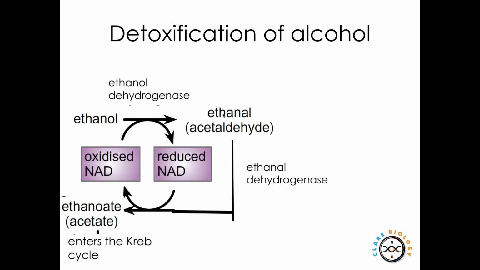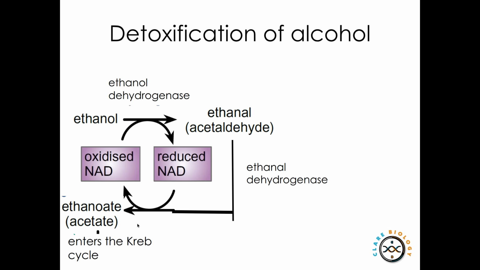This results in ethanal. Ethanal is then converted into acetate using the enzyme ethanal dehydrogenase. And it does this by gaining the hydrogen ion off my reduced NAD to form acetate. Because my reduced NAD has then lost a hydrogen ion, it reforms NAD. So the good thing about this is that NAD is recycled. Once I've got my acetate or ethanoate, this then enters the Krebs cycle, which again is a stage of aerobic respiration, which you're going to learn about.